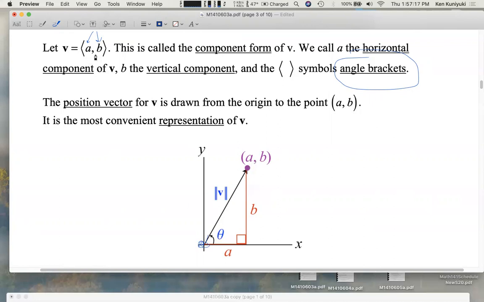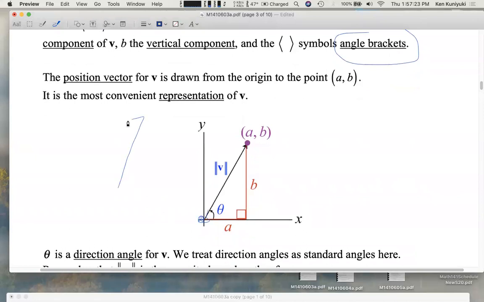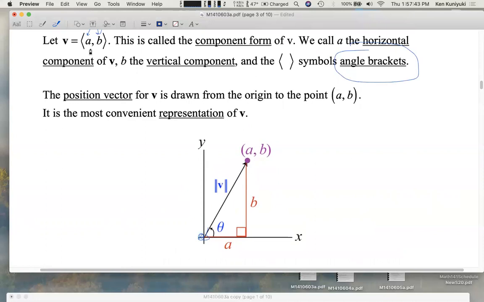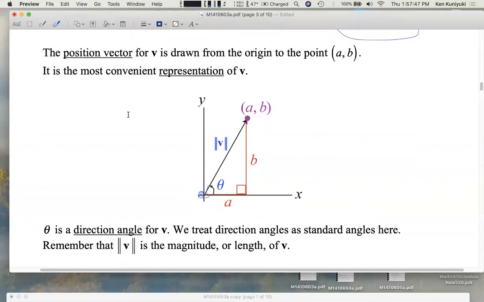These angle brackets are used to indicate this vector, because remember, this vector can be placed here, where it starts at the origin, or it could be placed over here or over here. These are all equal vectors. They don't have to start at the origin. If we start the vector at the origin as the initial point, then we have a position vector representation. It's the most convenient representation usually for the vector v. Okay, so this is in terms of Cartesian coordinates or components.